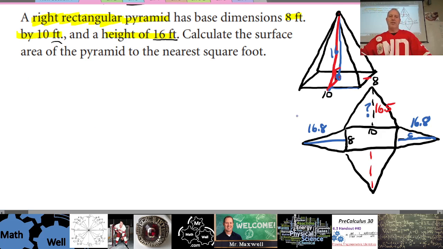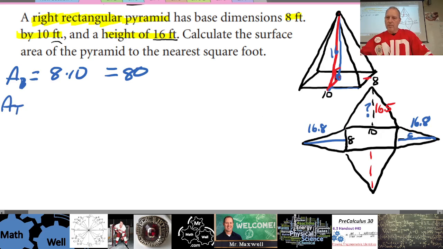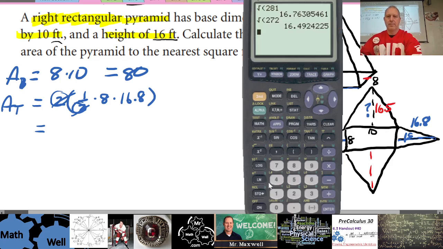Okay, so I'm going to find the area of the base, which is going to be 8 times 10. That one's going to be easy. That's 80. We'll do our units later. Now the area of triangles 1 and 2 are going to be this one. So there's 1 and 2. I'm going to have 2 times the area of this triangle, which is 1/2 the base, so that's 8, times the height of 16.8. Does that look good? 2 times 1/2 is just 1. So that's going to be 8 times 16.8.